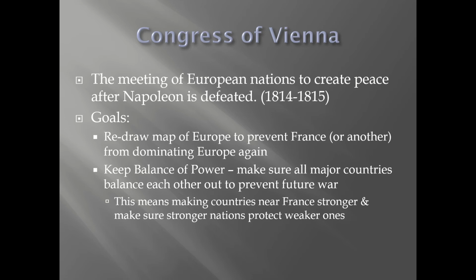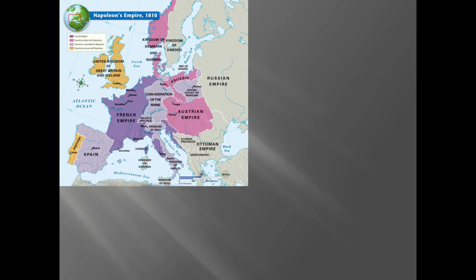He'd redrawn the map of Europe. What were they going to do? How were they going to undo what Napoleon did? And importantly, make sure there weren't any new Napoleons that would pop up from any country, not just France. So, in order to do that, what they decide to do is redraw the map of Europe.